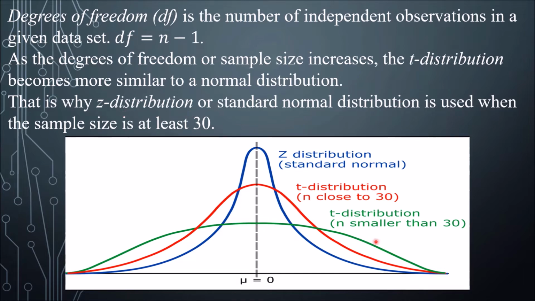So let's see the graph, the difference between the graphs of t distribution and z distribution. The green one is an example of a t distribution when n is smaller than 30. When n is closer to 30, that's the red one. And if it is more than 30, it's close to the z distribution already. So we'll be using z distribution if the number of samples is at least 30.